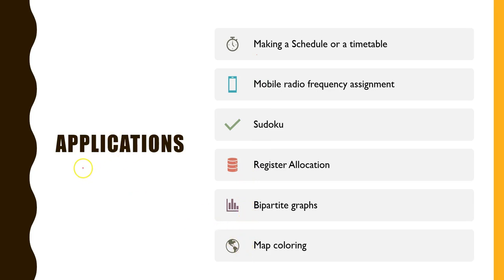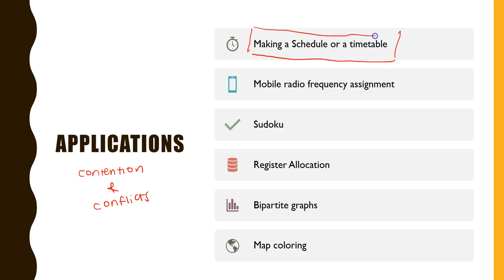It has all these applications because it addresses contentions and conflicts, ensuring that there are no clashes between two things. So there are different kinds of discussions we can tackle on graph coloring, but today we are going to focus only on making a schedule or a timetable, specifically planning. Now, you might be wondering, how are we going to actually use graph coloring in planning?